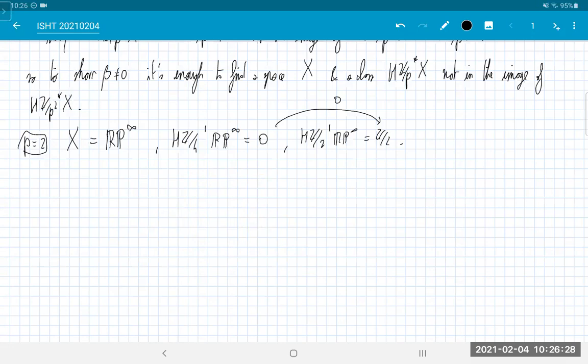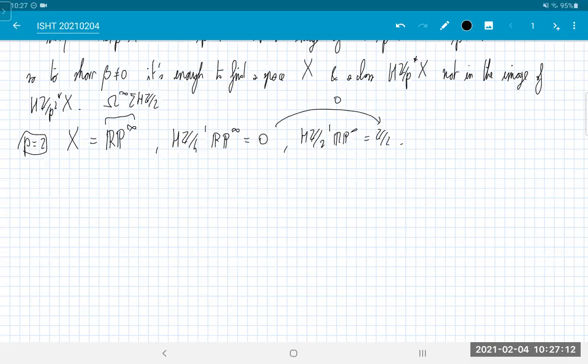For odd primes, the equivalent of RP infinity is lens spaces, the odd primary equivalent of RP infinity. But you can just explicitly construct it. Secretly, what I'm using here is Omega Sigma H Z/2. So it is in some sense the universal example, the universal guy containing a degree one cohomology class. And so if the Bockstein is non-zero somewhere, it has to be non-zero here. Since it's the universal example, that's one of those standard tricks.